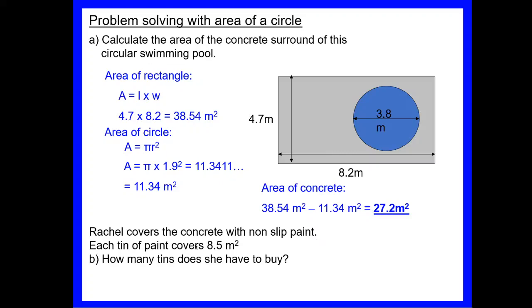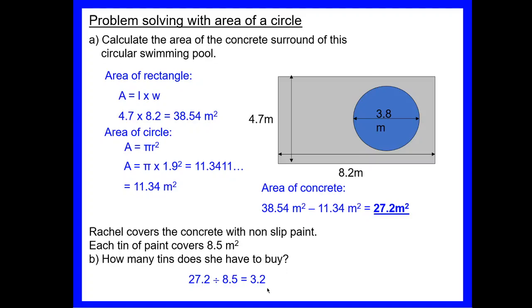It now says then Rachel covers the concrete with non-slip paint, and each tin of paint covers 8.5 meters squared. How many tins does she have to buy? So again, our first check, the area that we want to paint is in meters squared. Our tins of paint come in meters squared, so our units are the same, so that's great. So we need to share out our 27.2 meters squared with 8.5 meter square tins. So we're going to divide them. If we divide them, we get 3.2.